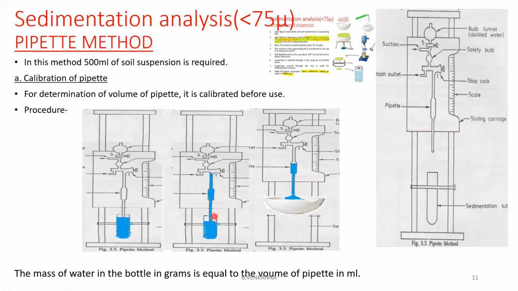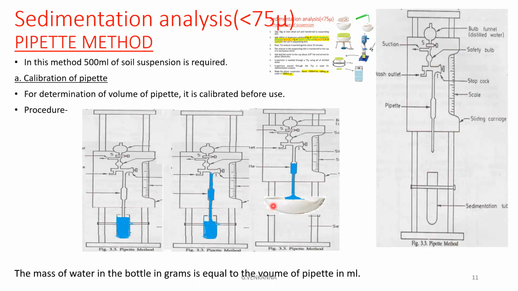Okay, after the water is flowing through this pipette, the valve is closed. Now the sliding carriage is moved and taken to the top position. Now the stopcock is turned the other way. Automatically the water in the pipette is transferred into a weighing bottle or any weighing container.